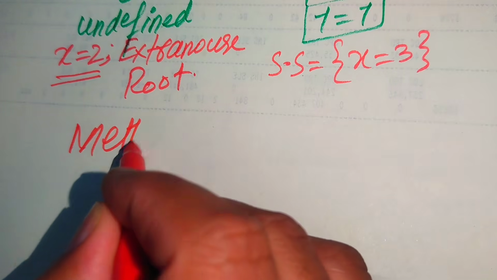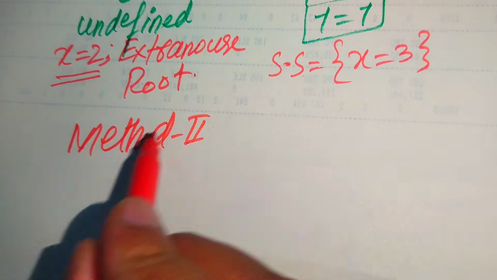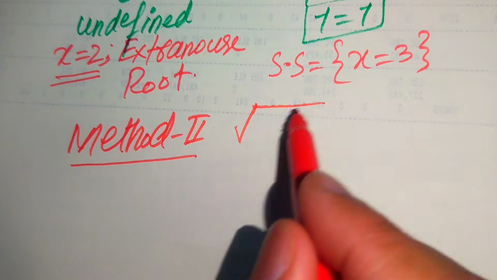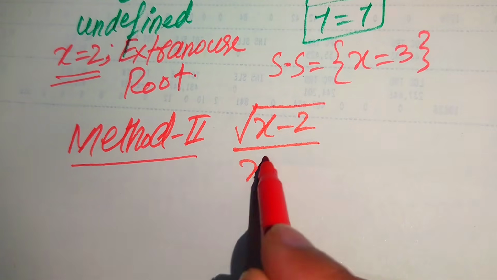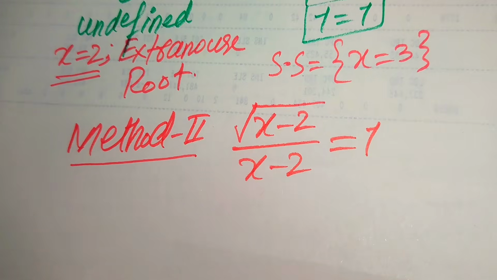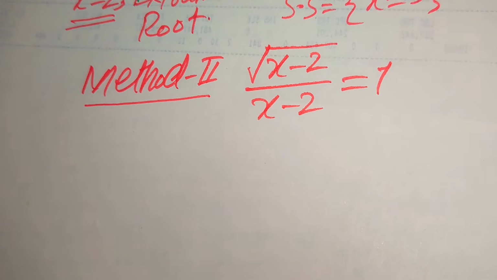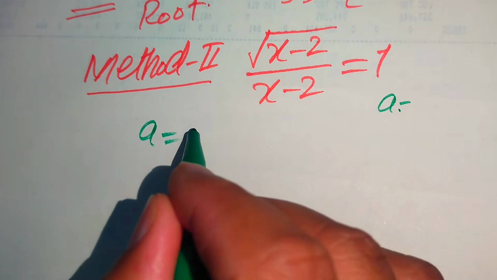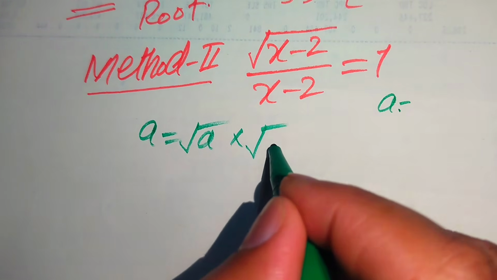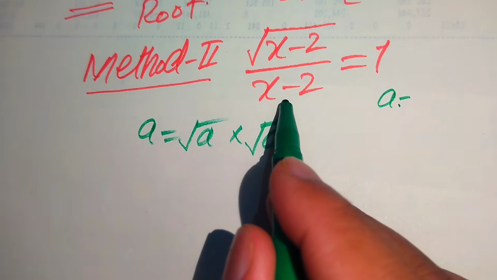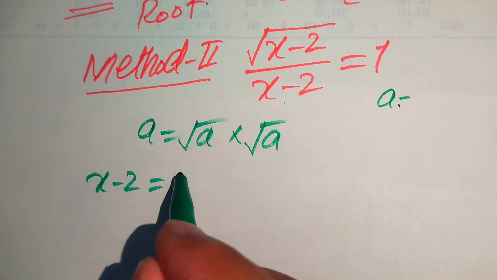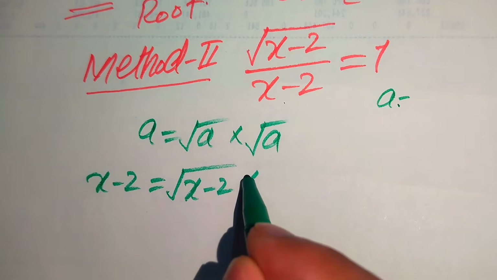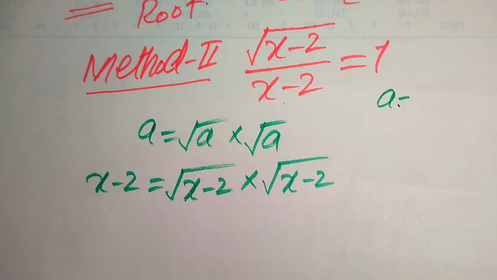And now we again solve this problem by the second method. So for the second method we need to copy down the given question statement. Here it is square root of (x minus 2) divided by (x minus 2) equals 1. This is our given question statement, and here we use another technique to solve this problem for the values of x. So you know that if you have any number a, we write it as square root of a multiplied by square root of a. In the same pattern, we write x minus 2 in the form of square root of (x minus 2) multiplied by square root of (x minus 2).